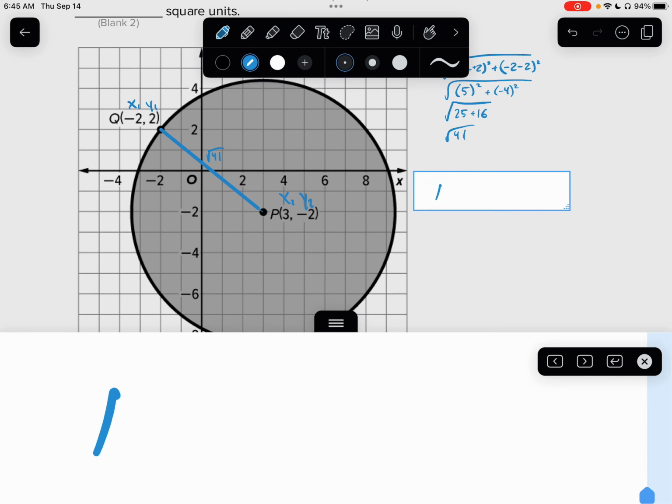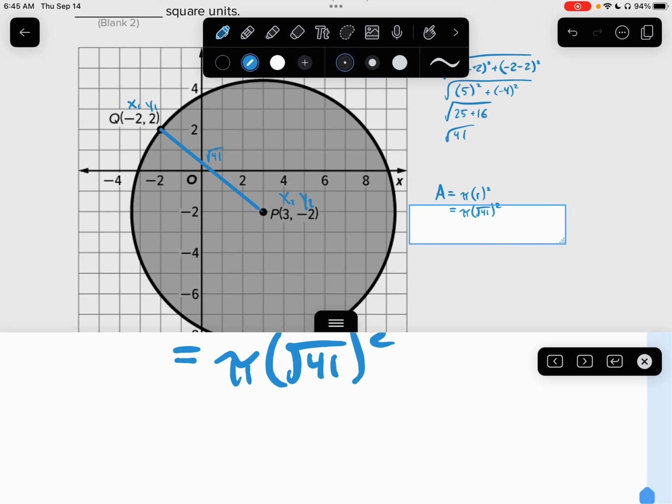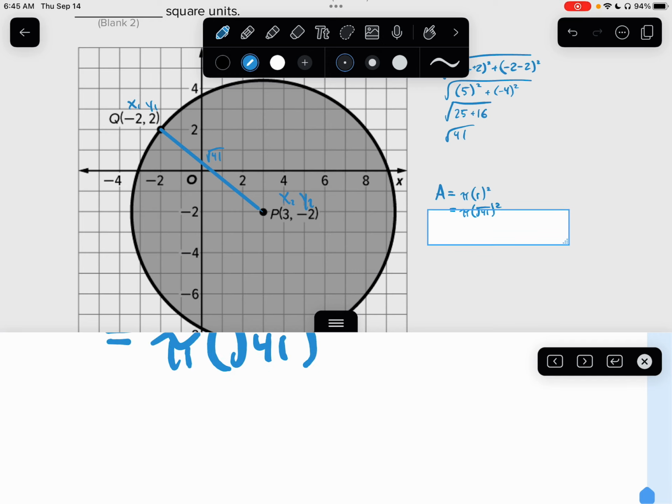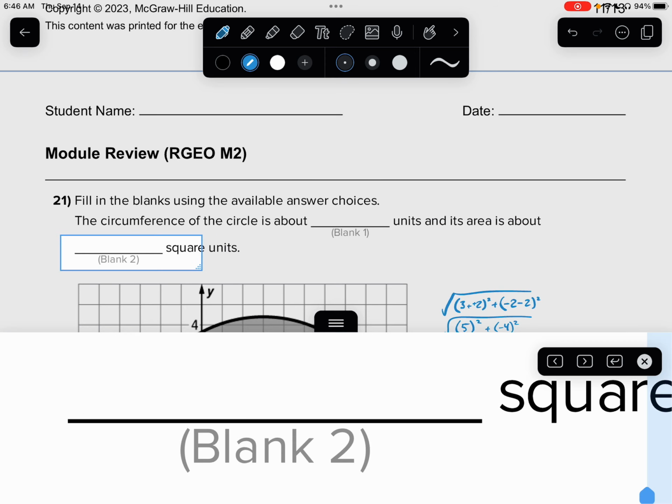I know that area is pi r squared, so pi times r squared, which in this case is pi times square root of 41 squared. Square root of 41 squared, well, that's just 41 because the square root and the square cancel each other out. So in my calculator, I'm just going to do 41 times pi, and I'm getting 128.81. 128.81 for the area. Area was the second blank, so 128.81.